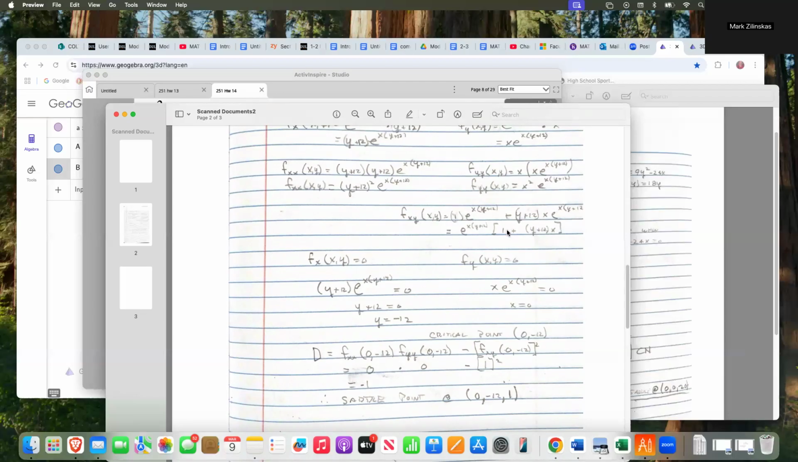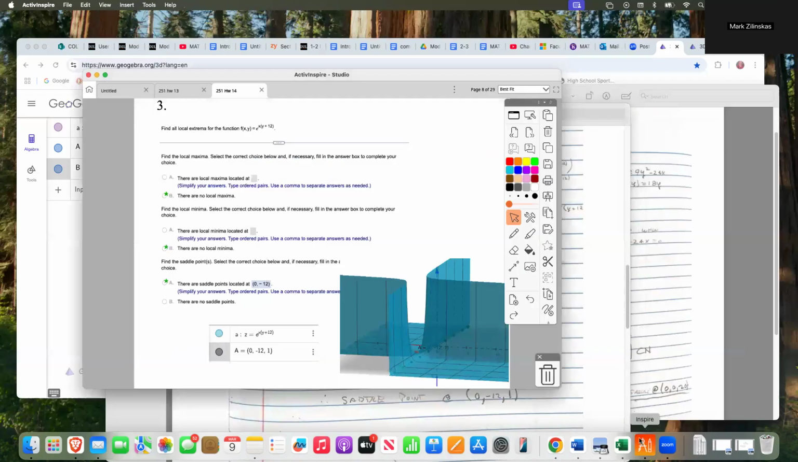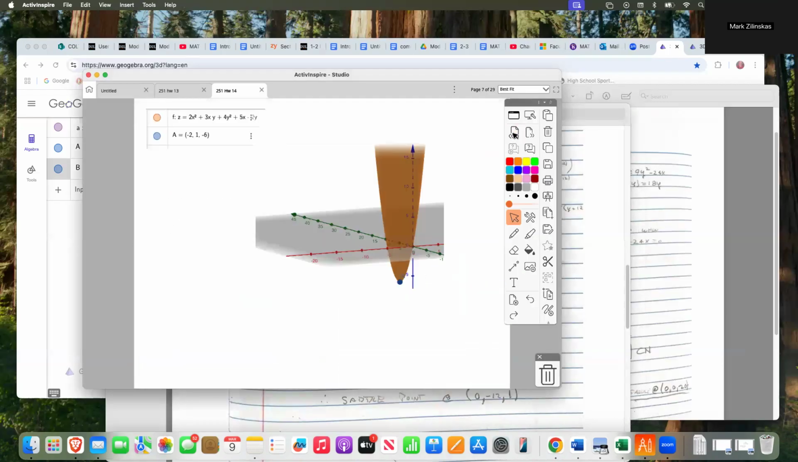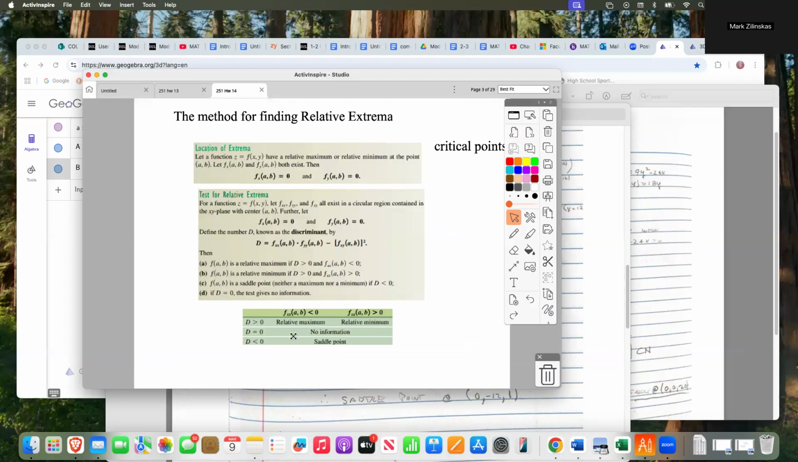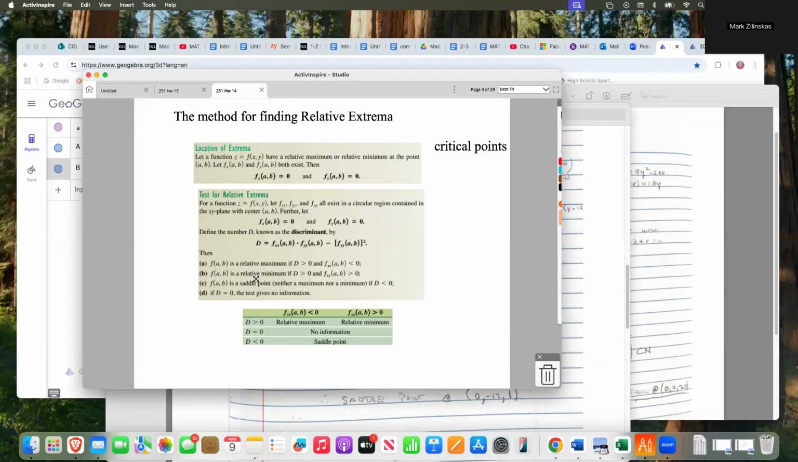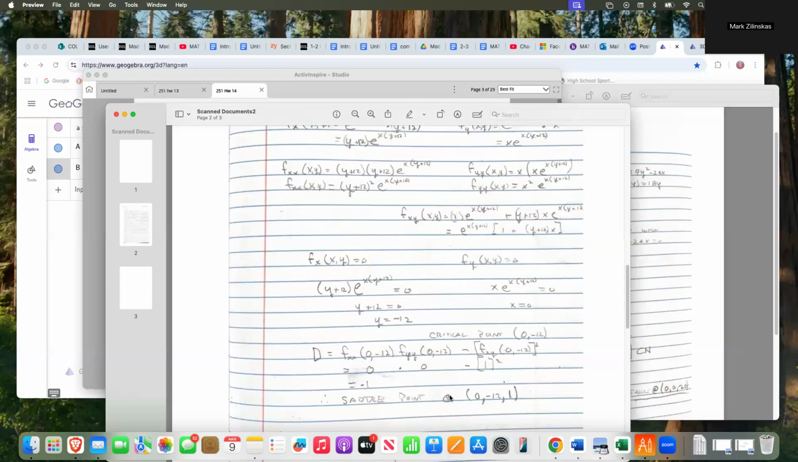And then for the partial with respect to y, if I again substitute in x equals 0 and y equals negative 12, I'm going to get 1. Well, when I simplify all this, I get a negative 1. And if you remember what our criteria says, whenever we get the discriminant less than 0, we know we have a saddle point.